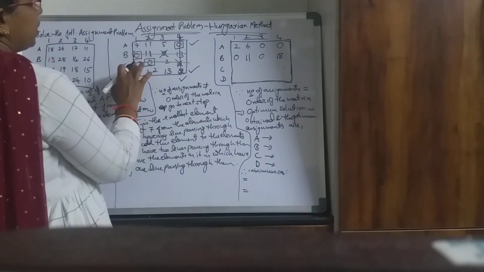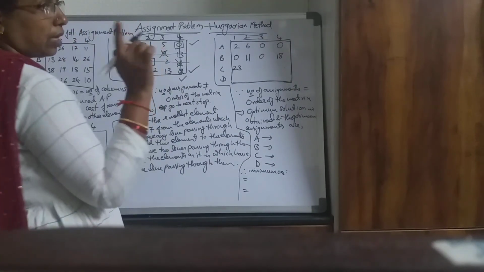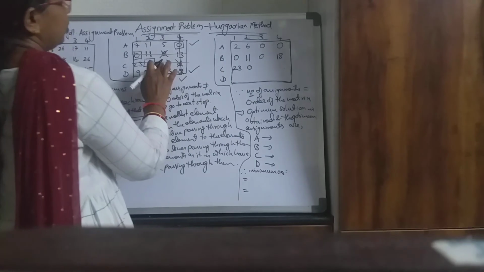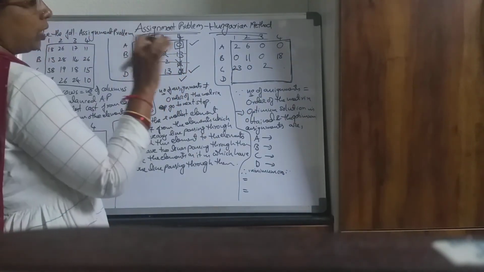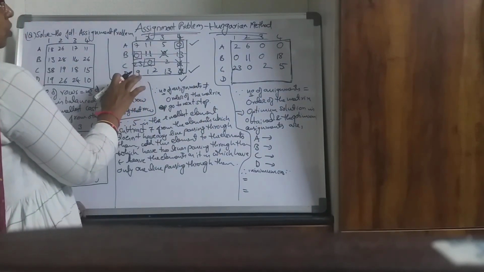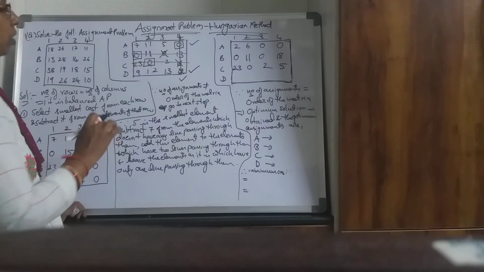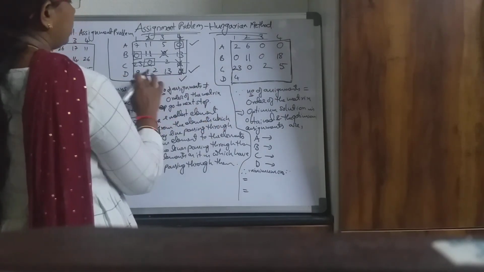Similarly third row, 23 is having only 1 line, so write that number as it is. 0 is having 1 line, write it as it is. 2 is having only 1 line, write it as it is. This 0 is having 2 lines, so 0 plus 5 is 5. Last row, 9 doesn't have any line passing through it. So I should subtract 5 from this. So 9 minus 5 is 4.